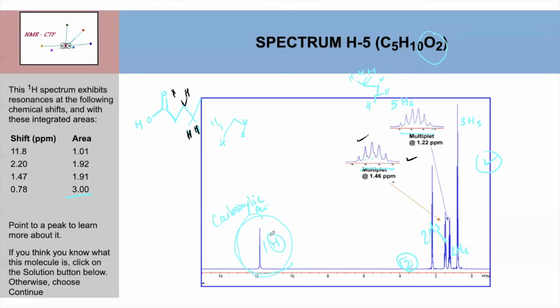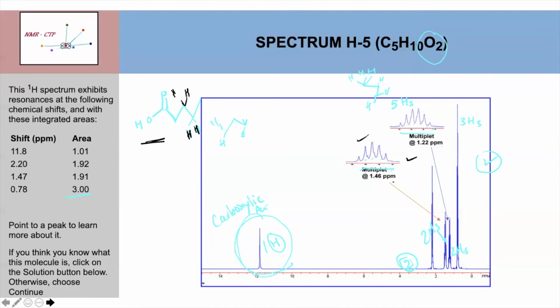Now we get to this last one, we have one hydrogen. It is a singlet because we have no other hydrogens nearby to affect the way we see the peak. And also it's pulled down so far that we knew it was a carboxylic acid, and that was what gave us our first indicator of what we think it is. And so we'll say, yeah, this is our answer.